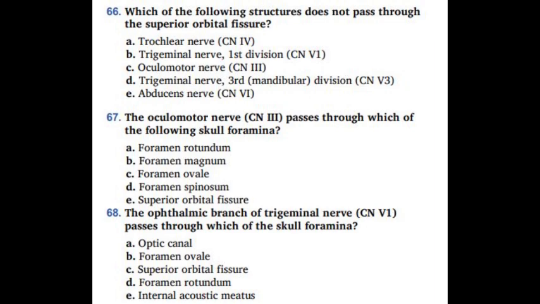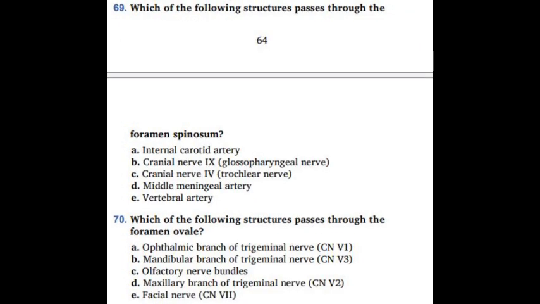So question 67, the oculomotor nerve passes through which of the following skull foramina? So we've already said that this will be the superior orbital fissure. That will be option E. So the next question is, the ophthalmic division of the trigeminal nerve, that's V1, passes through which of the skull foramina? So again, this will be the superior orbital fissure. That's option C.